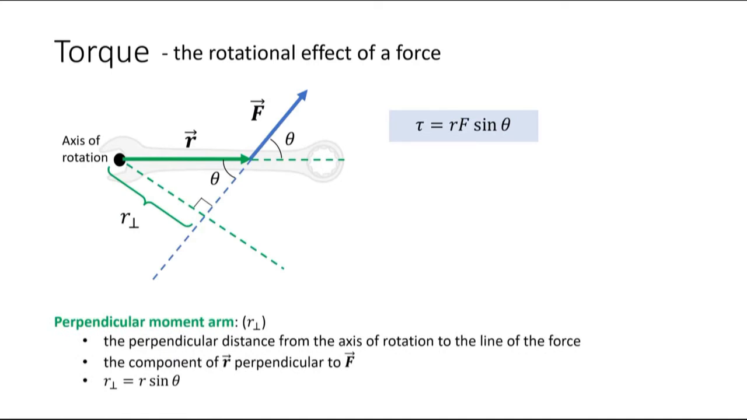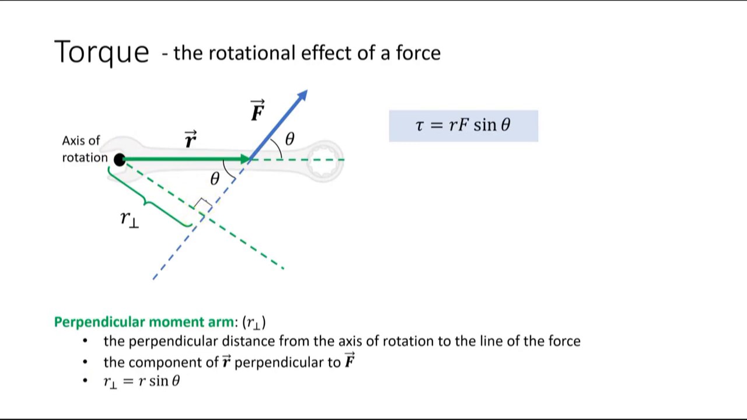What we can also do is define something called the perpendicular moment arm. This is given the symbol r perp, that's the little perpendicular sign below r. This is the perpendicular distance from the axis of rotation to the force. Perpendicular distance means that it's the distance that's perpendicular to the force itself. So here, if I think about extending the force line backwards, I want to think about the distance from my axis of rotation to that force line such that the distance is perpendicular to the force.